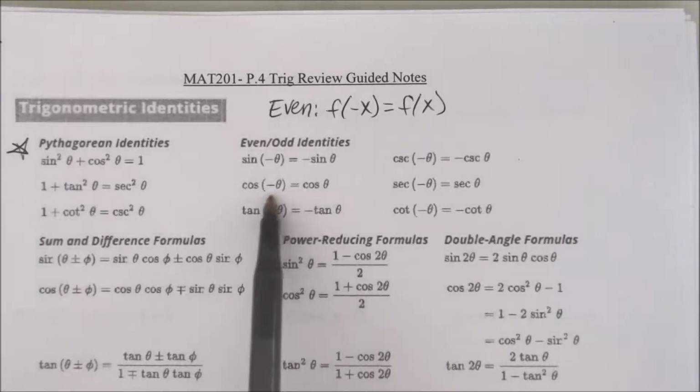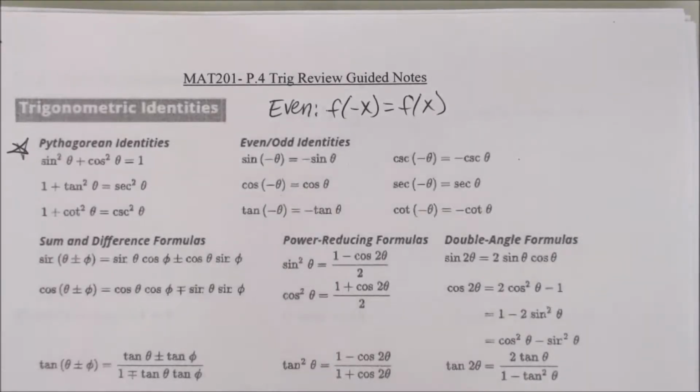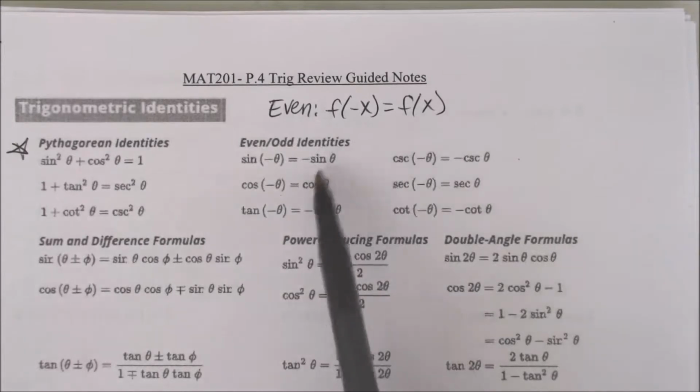You can see cosine would be an even function, and that's important because that means it's going to have symmetry over the y-axis. And then its reciprocal, secant, of course, is also even. And then really the rest of them are odd.